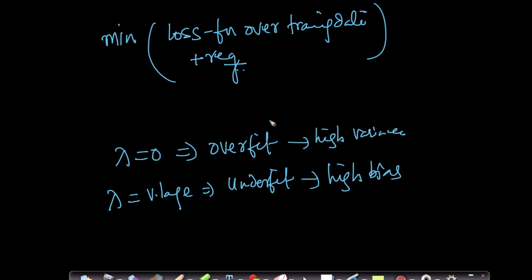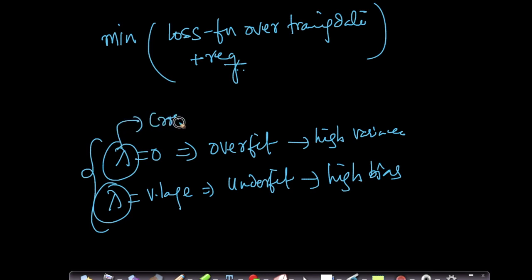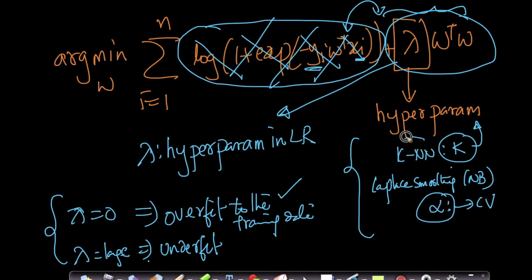And how do we find the right lambda? Through cross-validation. We find it using cross-validation, again the same concepts that we learned when doing k nearest neighbor. We do the same cross-validation, either k-fold cross-validation or simple cross-validation. So lambda is the hyperparameter that controls overfitting and underfitting. It is exactly the same as the k in k nearest neighbors and the alpha in Laplace smoothing.